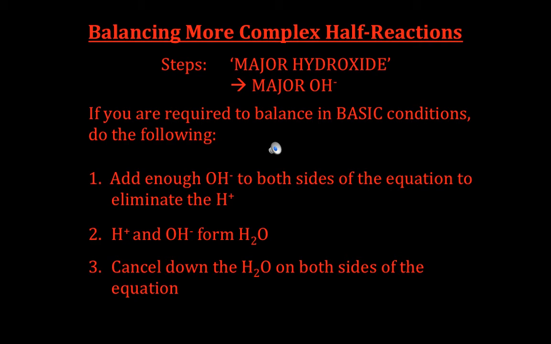If you have to balance in basic conditions, and the question will tell you, there's an extra step you have to do. First of all, in basic, we're trying to get rid of the H+. So if I had 3 extra H+, I'd add 3 OH-. Now, when H+ and OH- get together, they make water, H2O. So I'm going to be canceling out waters. I'll cancel out any other chemicals, and then my half reaction will be done.